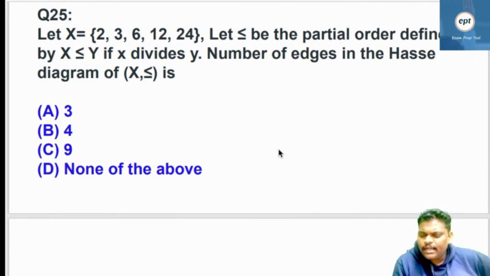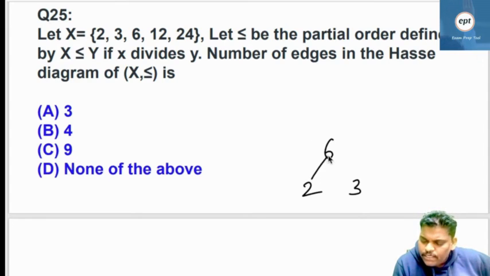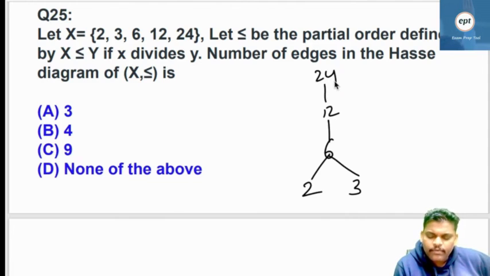I think Hasse diagram is asking. So x divides y. So 2 divides, right? 2 first. Next one, I think 2 is not dividing 3, so 3 also in the same level. But 6 divides both. 2 divides 6 also, 3 divides 6 also. I think 12, so it should be here. 24, it should be here. Always keep the new element at the new level.